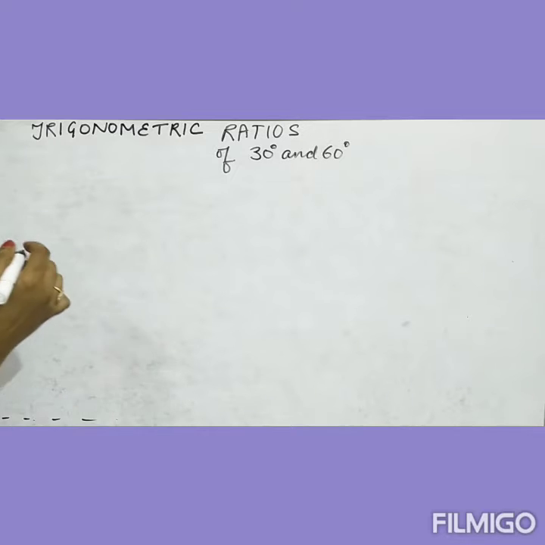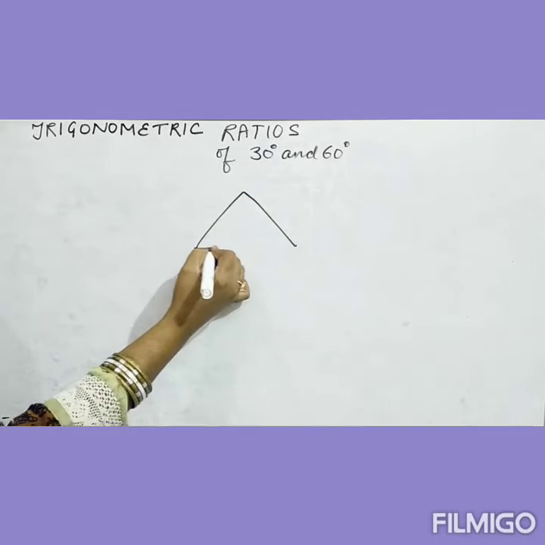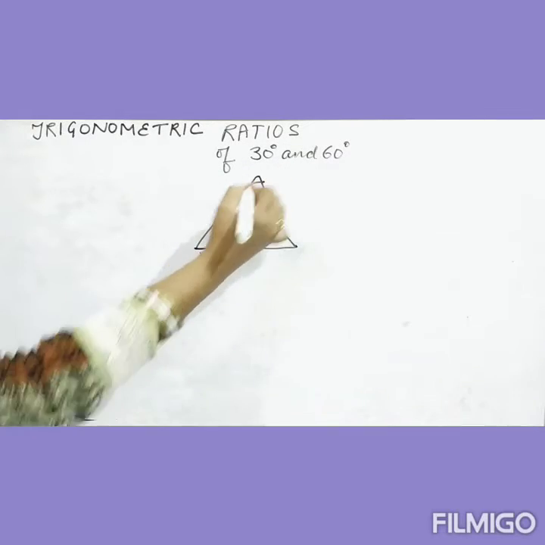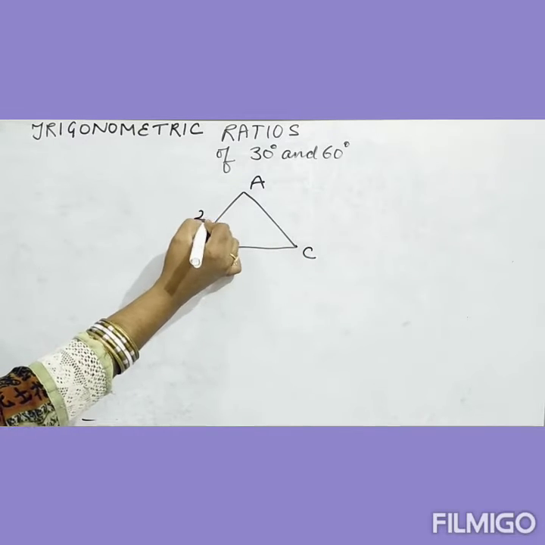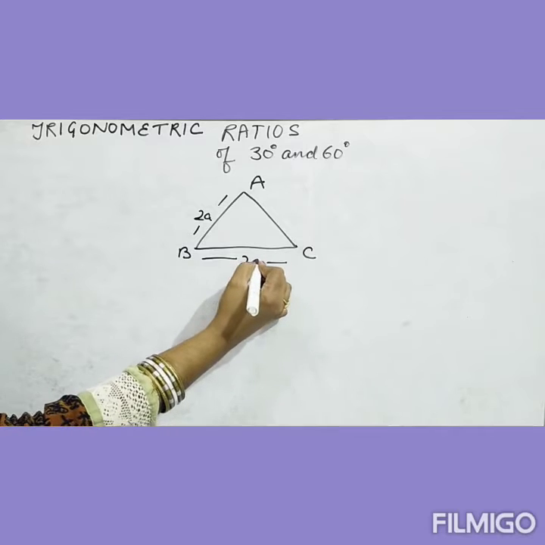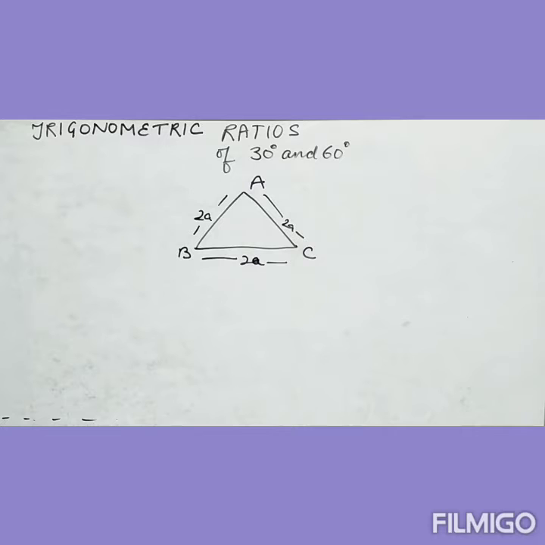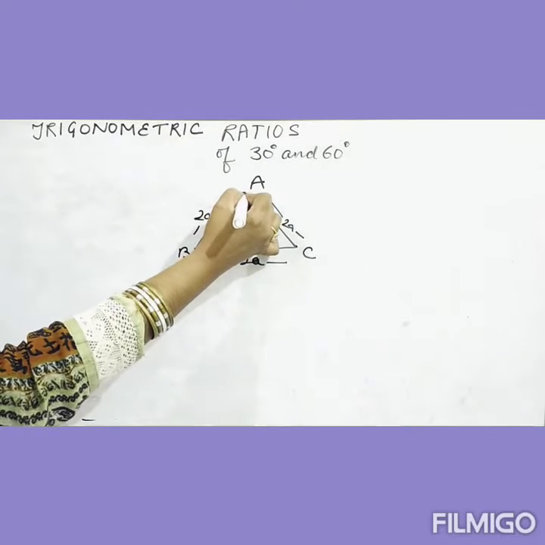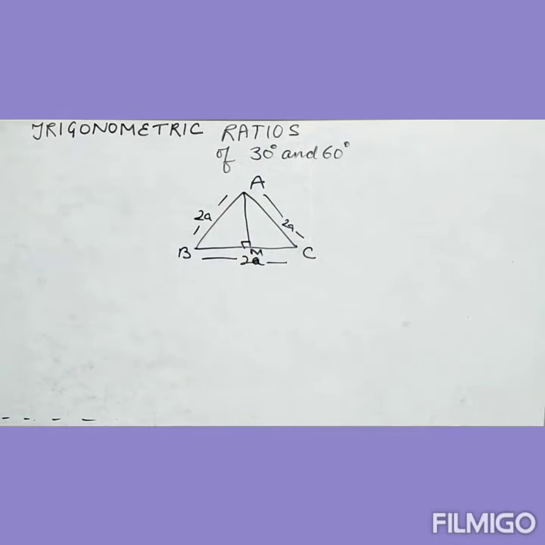So consider an equilateral triangle ABC. Let us take an equilateral triangle ABC with side 2A. Let's say the sides are 2A. Okay. Now we have to do some construction here. We have to construct a perpendicular. Let's say AM is the perpendicular.